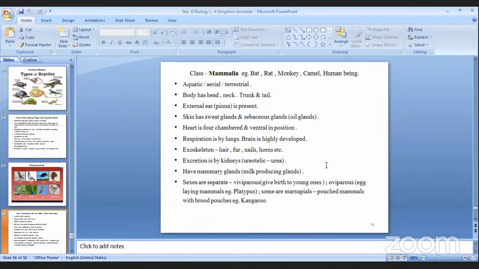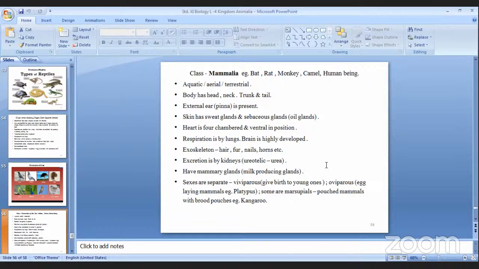Excretion is by kidney. They secrete urea as nitrogenous waste. Therefore, they are referred to as ureotelic organisms or animals. Then they have mammary glands. In females they are developed. They have developed mammary glands which are considered the milk producing glands.